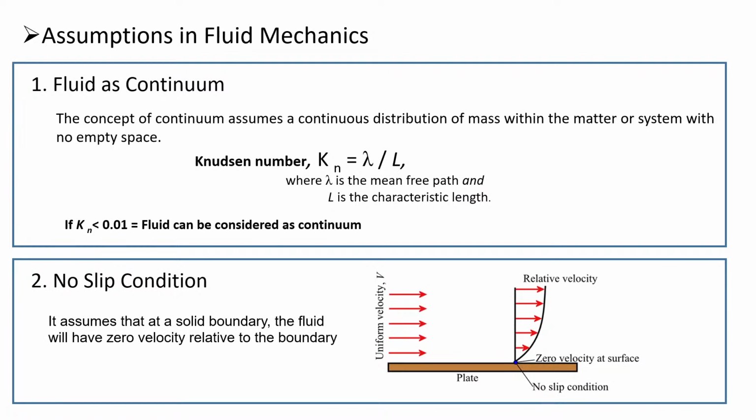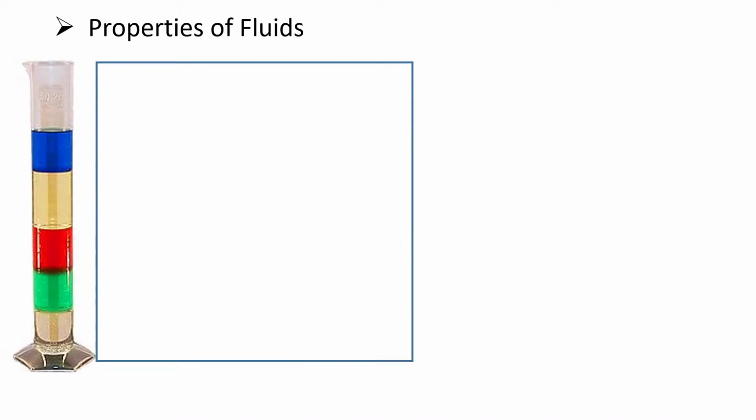Second assumption is no slip condition. That states that whenever fluid is in contact with the solid, the first layer will directly attach with that solid surface, and it will have the same velocity as that of the solid surface. Okay, this is the second assumption. So these two assumptions are there in fluid mechanics. Then let's start with the properties of the fluids.